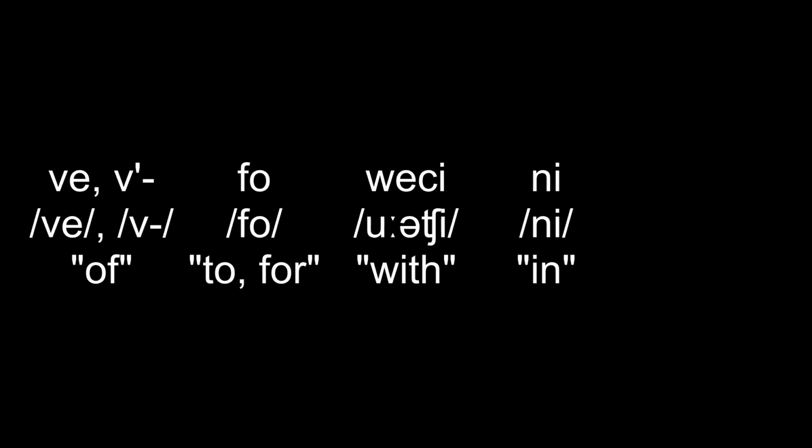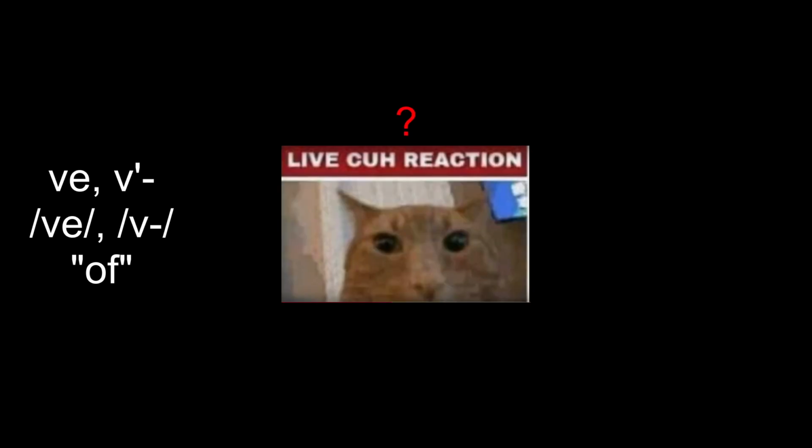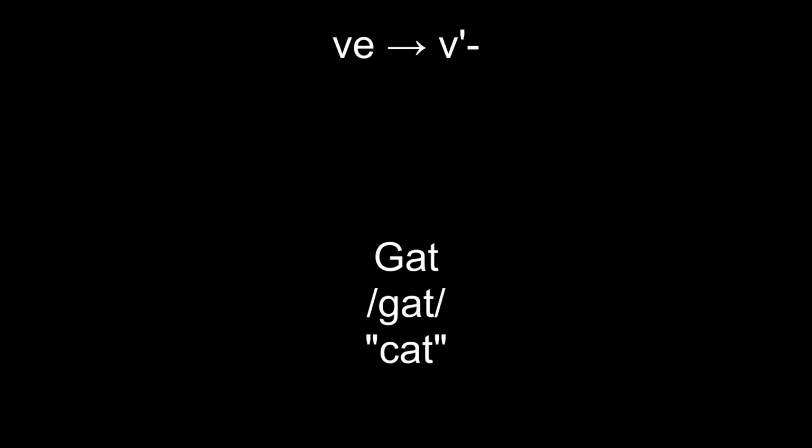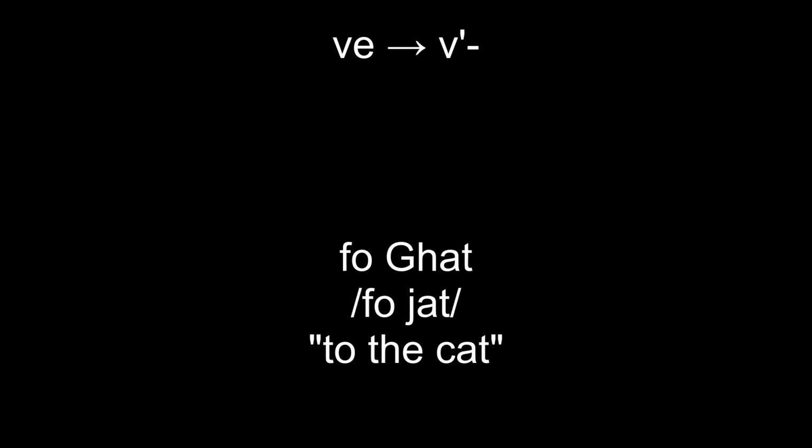Ve or v. Fo. Uchi. Ni. Oko. One preposition stands out. Ve. Ve always changes to the clitic v whenever the following sound is a vowel or a semivowel. So, gat, foljat, viat. Next up, plurals.